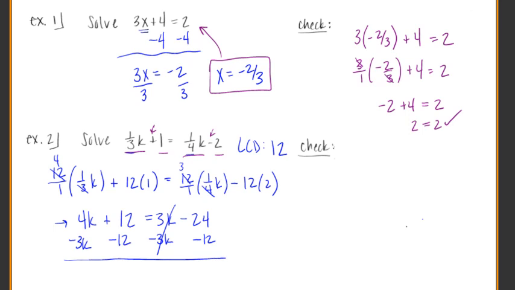So 4k minus 3k is k. 12 minus 12 is 0. 3k minus 3k is 0. And a negative 24 and a negative 12, being careful here with my signs, will be a negative 36.